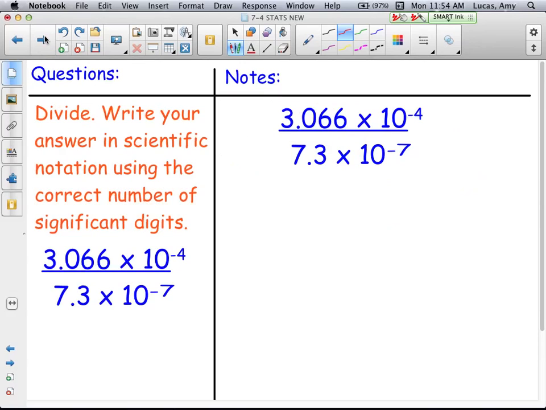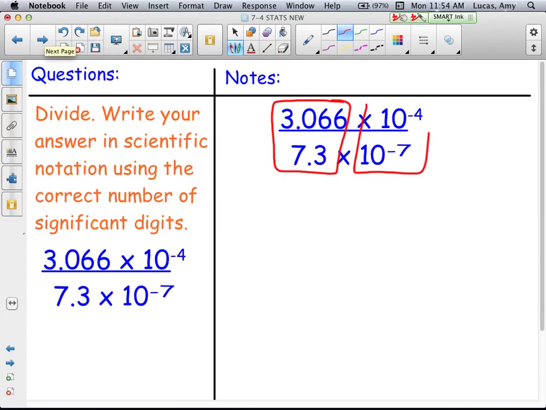Okay, our last one. I am going to do some dividing with the decimal numbers and dividing with our bases of 10. So -4, remember we subtract our exponents. -4 minus -7 turns into a chunky plus here. So -4 plus 7 equals 3. So our exponent would be 3. So it's going to be something times 10 to the third power.